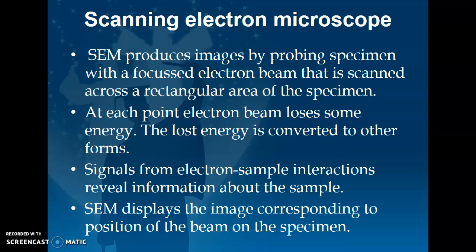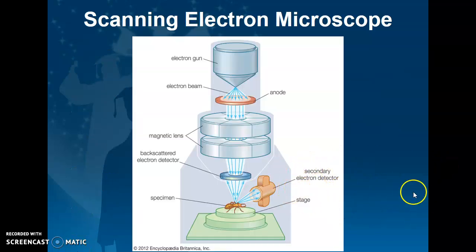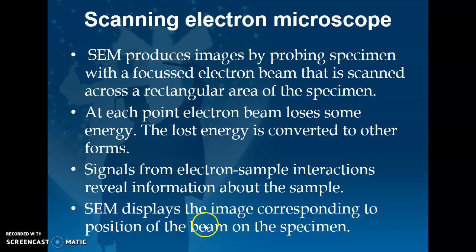At each point, the electron beam loses some energy. The lost energy is converted to other forms, like heat, emission of secondary electrons, light, or X-rays. Usually the image is constructed from signals produced by the secondary electron detector. Here we have the secondary electron detector, and usually the image is constructed from the signals it produces.